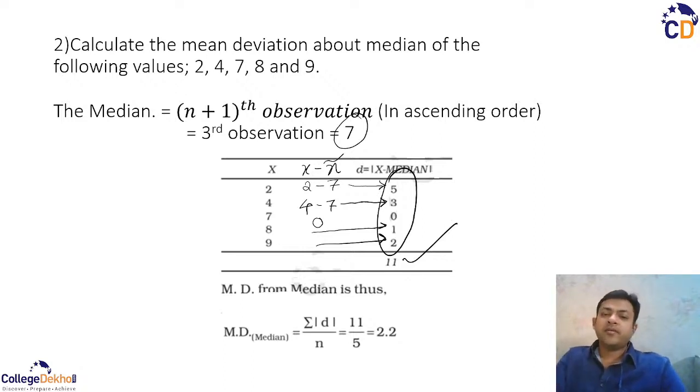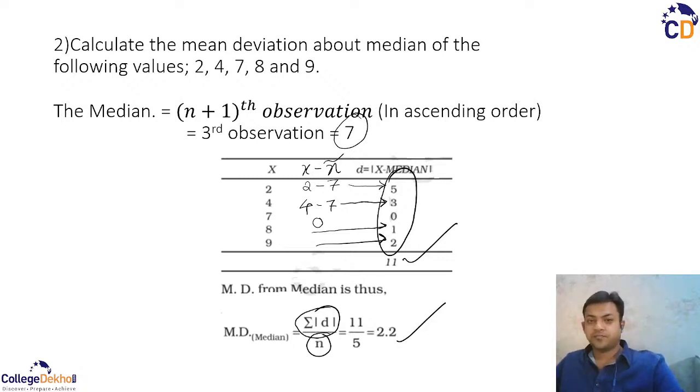So the mean deviation about median would be the summation of the deviations, which is 11, over the number of observations, which is 5. So my final answer would be 2.2.